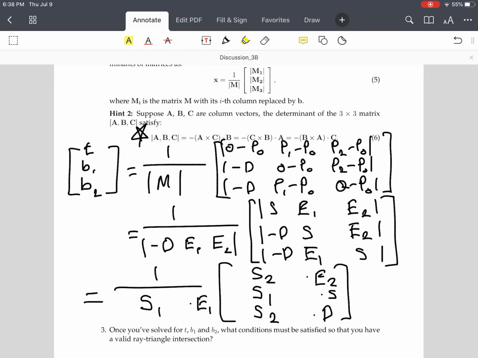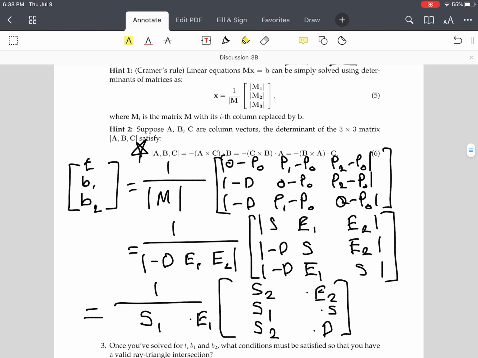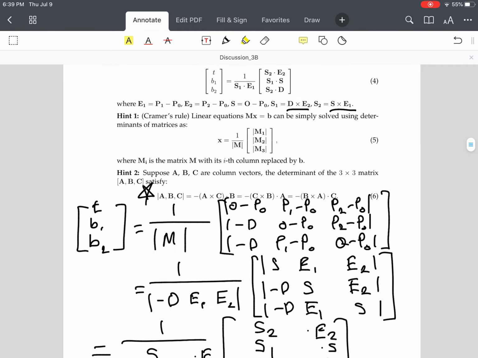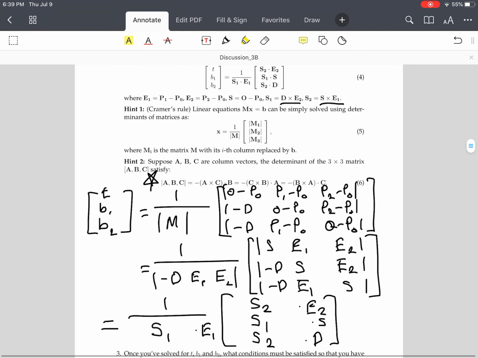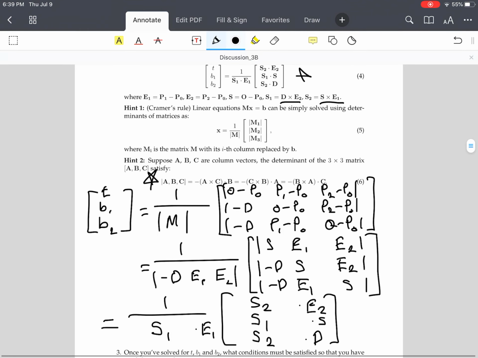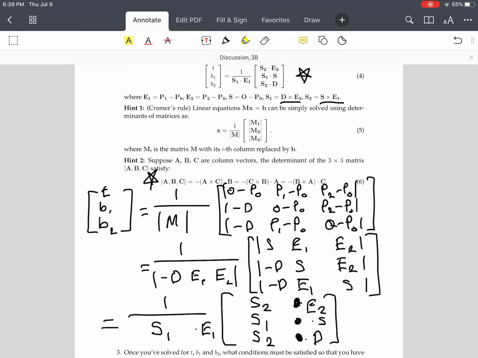Okay, so there we go. 1 over S1 dot E1 times S2 dot E2, S1 dot S, S2 dot D. And if we come up here, you'll notice, let me zoom out a little bit, that that's exactly Cramer's rule. So we've gone ahead and derived Cramer's rule. Here I can make these dot products a little bit clearer. Nothing too complicated, just using the hints and then mathematical manipulations.